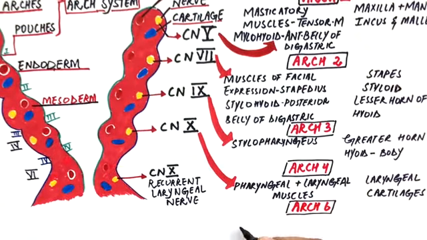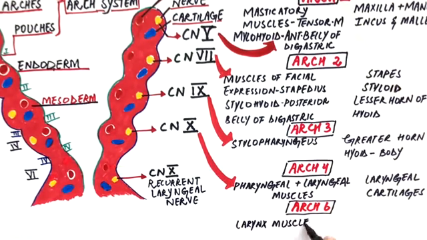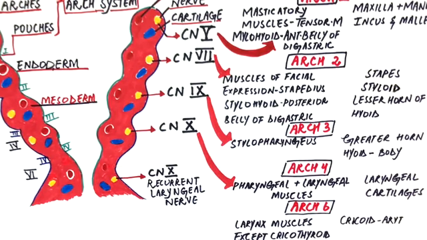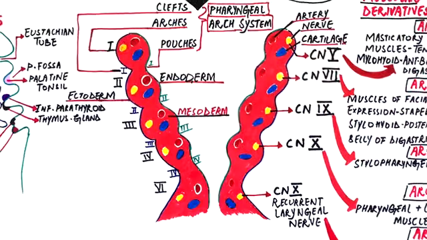Muscular derivatives of the sixth arch are the same as the fourth arch, with the exception of the cricothyroid muscle. Its cartilaginous derivatives are the cricoid, arytenoid, and corniculate cartilages. The muscles of the sixth arch will be innervated by the recurrent laryngeal nerve branch of the vagus nerve.